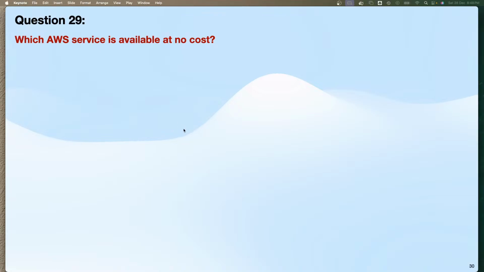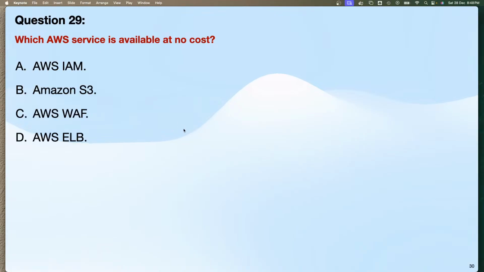Which AWS service is available at no cost? I just want you to know, we had a similar question and the options included organizations, right? AWS Organizations is free. There is another service also in AWS which is free of cost. AWS IAM is free. You don't pay for IAM.